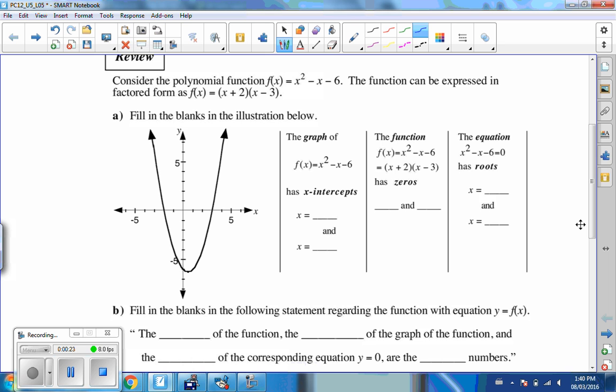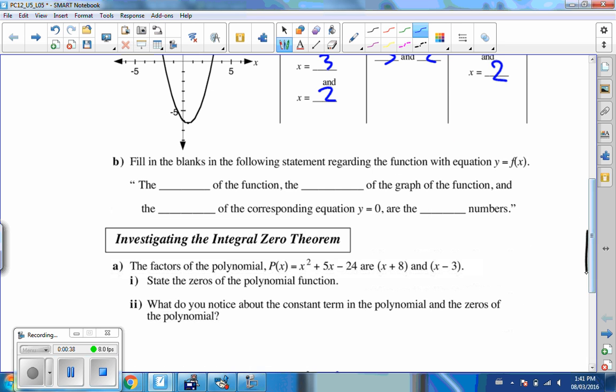This thing has x-intercepts of positive 3 and 2. The zeros would be, hey, positive 3 and 2. The roots of the equation, positive 3 and 2. Why we use 3 different words for really the same thing, I couldn't exactly tell you. But they are the roots of the equation, zeros of the function, and x-intercepts of the graph, all the same.